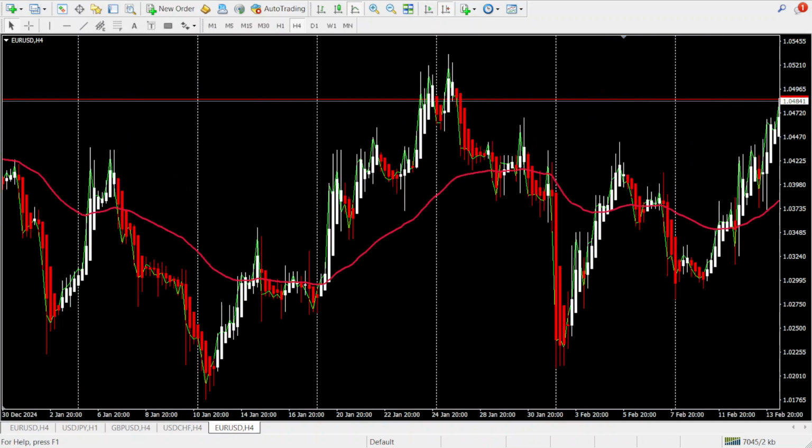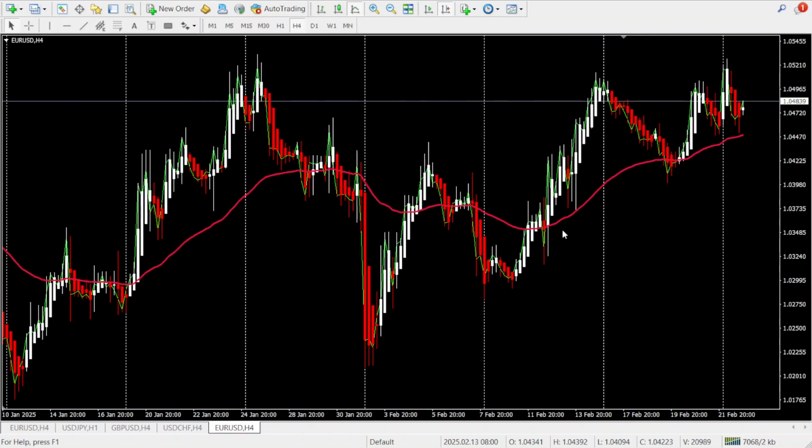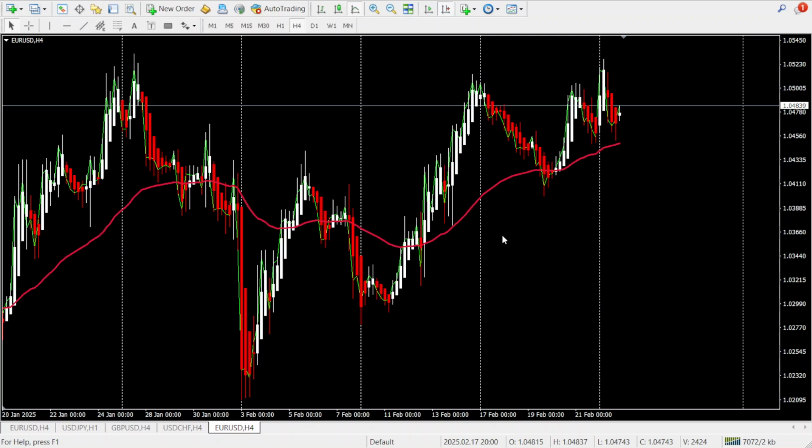So how do we combine these two indicators for a winning strategy? Let us just walk through the steps for both buying and selling using the Heiken Ashi and the 50 EMA strategy. So the first step is to identify the trend with the 50 EMA.